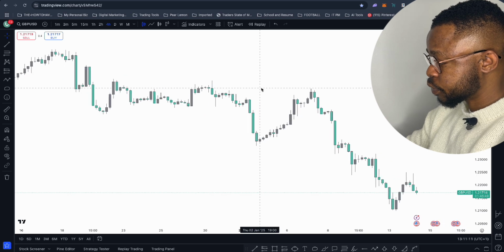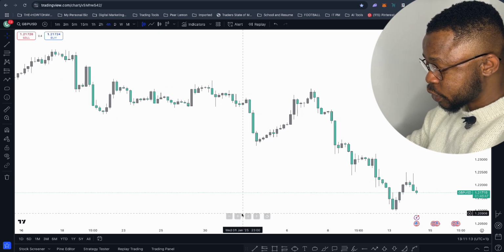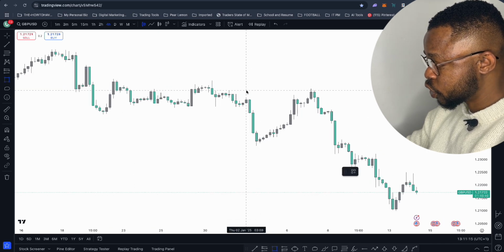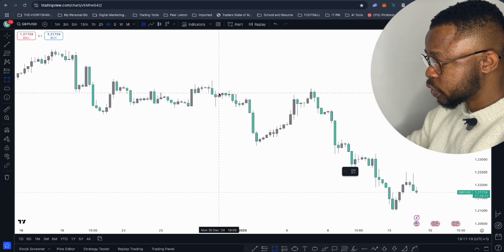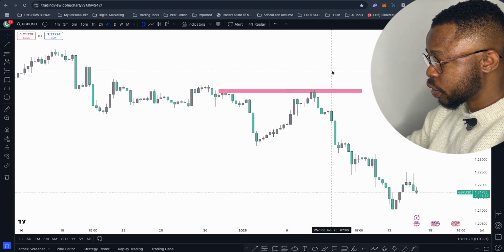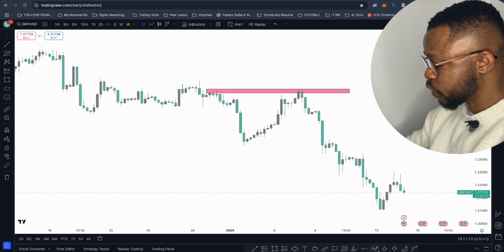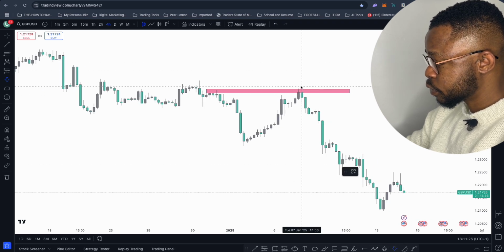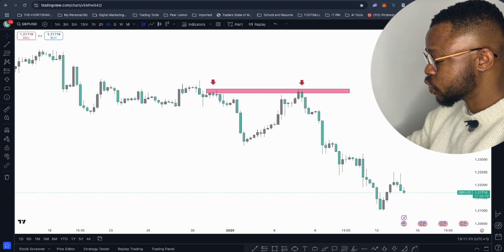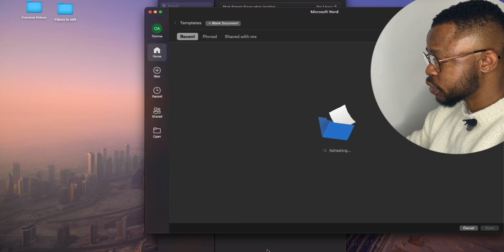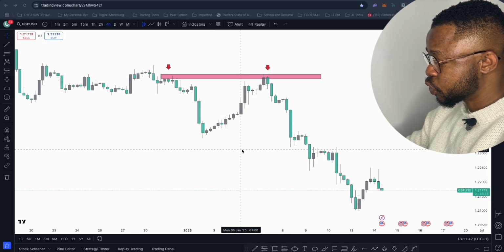So let's pick an area. Let's just say here. As a day trader that trades support and resistance, you map out this area as a resistance level. Your strategy says when price gets to a resistance level, you're supposed to sell short.